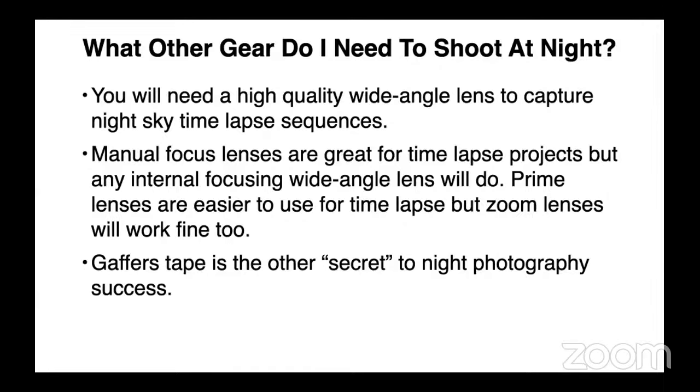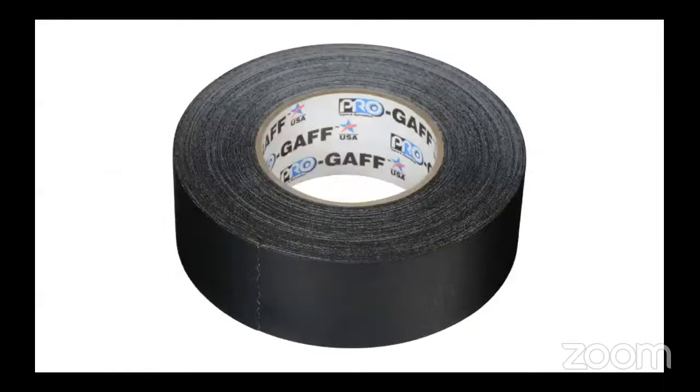The other secret, in my opinion, is gaffer's tape. And I know B&H sells this by the roll, feet, yards of it. Gaffer's tape is the other secret, not just to time-lapse photography, but to shooting at night. If you're curious, this is what a roll of gaffer's tape looks like. It's kind of expensive stuff, but oh my goodness, is it useful? And I'll get back to why in a little bit here.